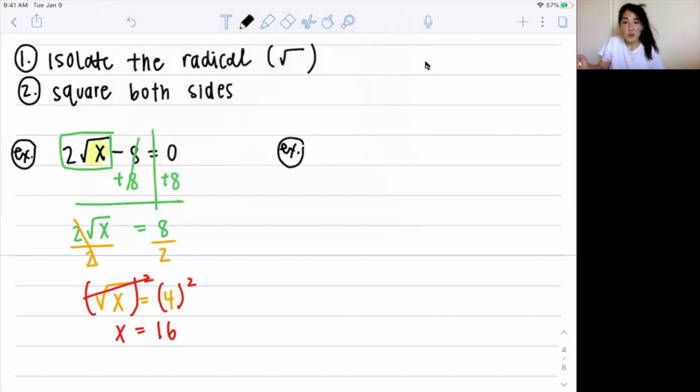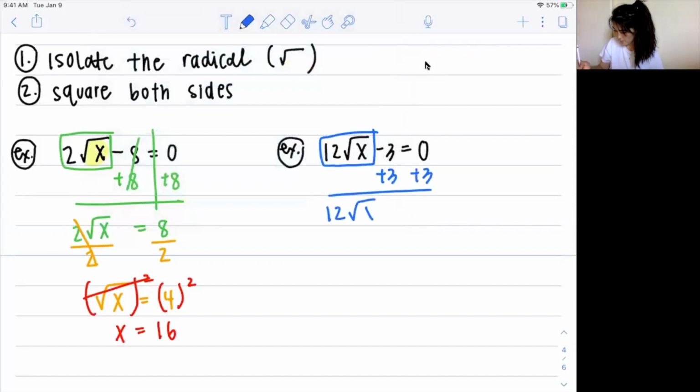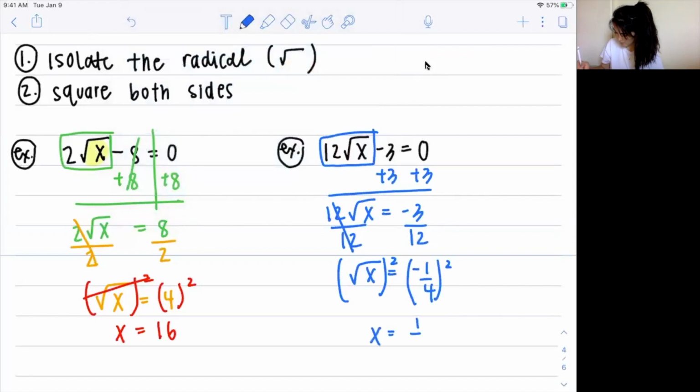All right, if you want to try one on your own, I will give you a minute to write it down and then go ahead and try to solve that also. All right, and there is your final answer. x is equal to 1 over 16. How did you guys do? Hopefully good, right?